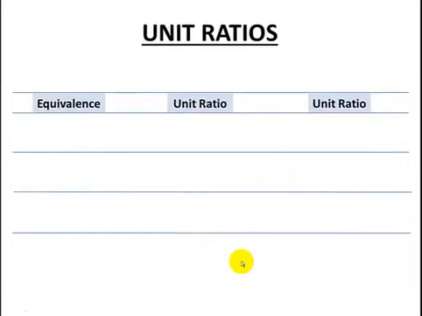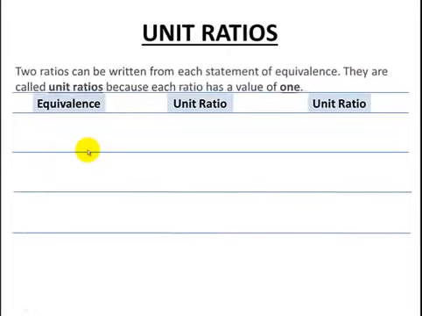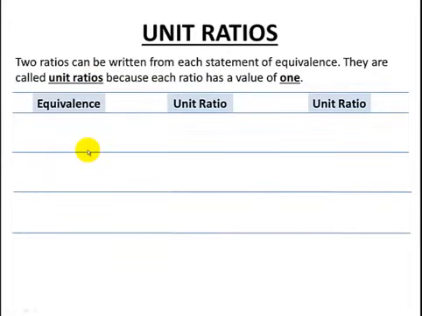Now this is important because we're going to be using equivalences as unit ratios. So let's see what I mean by that. Well, they're called unit ratios because the ratio has a value of 1. And let's see what that means. So here's an equivalence. We should all know that there's 10 millimeters in 1 centimeter. And I'm going to write that as a unit ratio. And all that means is I'm writing it as a fraction. And I've chosen for my first case to put the millimeters in the top and the centimeters in the bottom.